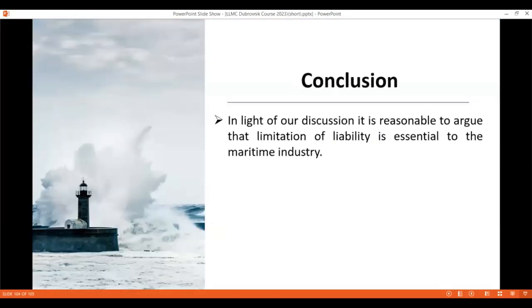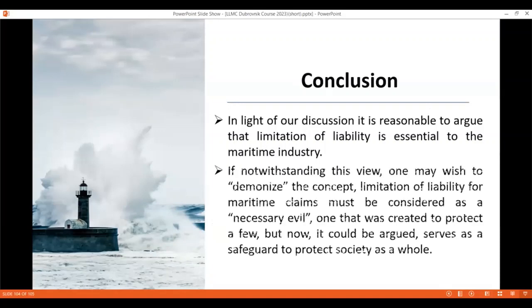So in conclusion, if we agree on the discussion that we had, it may be reasonable to argue that limitation of liability is essential to the maritime industry. It has come under attack, everyone trying to exploit it, but in my opinion, it's essential to the maritime industry. And if, notwithstanding this view, one may wish to demonize the concept, limitation of liability must be considered as a necessary evil. One, which in my opinion was created to protect a few, as the ship owners, but now it could be argued serves as a safeguard to protect society as a whole.